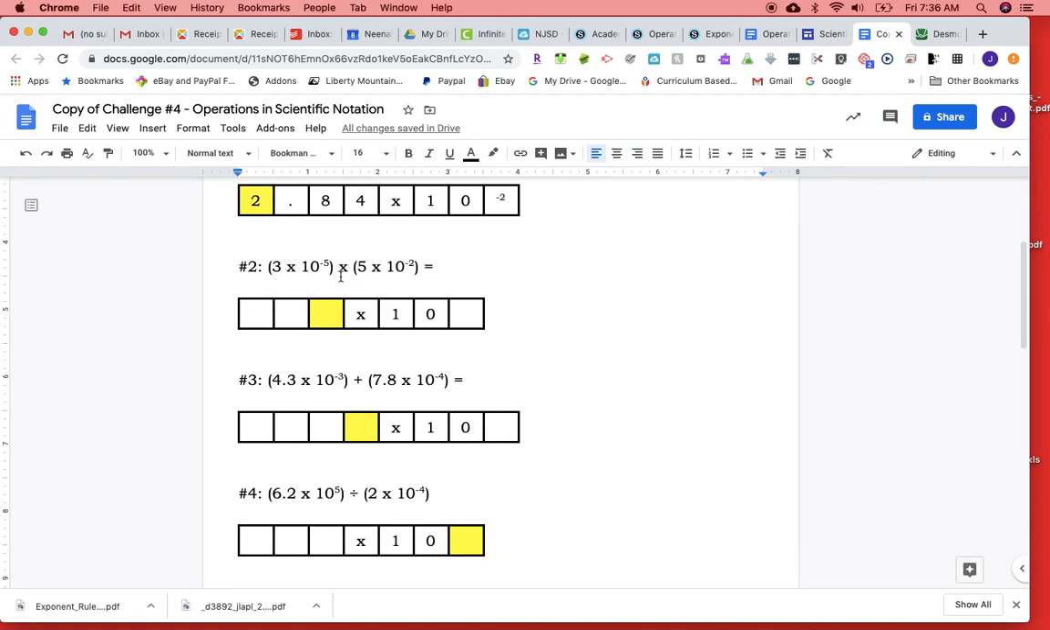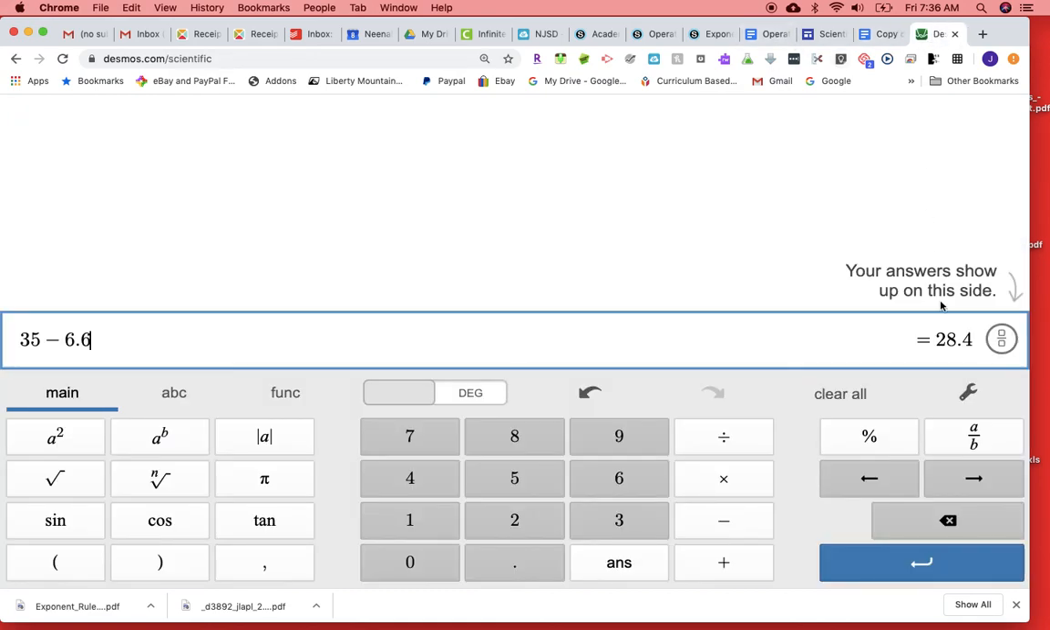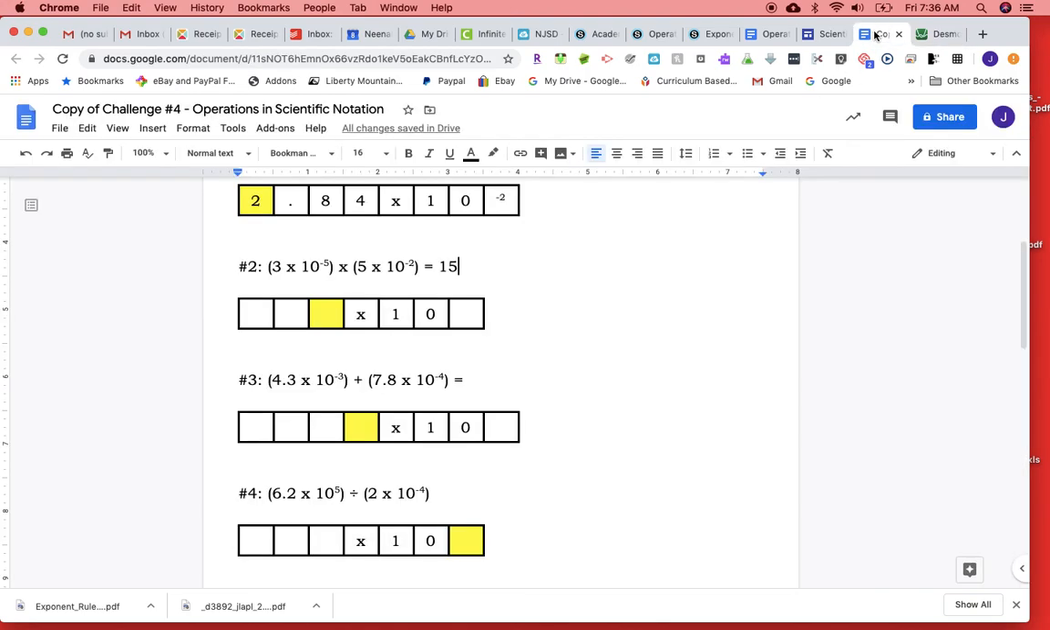We're going to multiply our numbers together first. So 3 times 5 is 15. Then we have 10 to the negative 5th times 10 to the negative 2nd. So we're going to add our exponents. We have negative 5 plus negative 2. If you want to do that in your calculator, negative 5 plus negative 2 equals negative 7. So we're going to use negative 7.